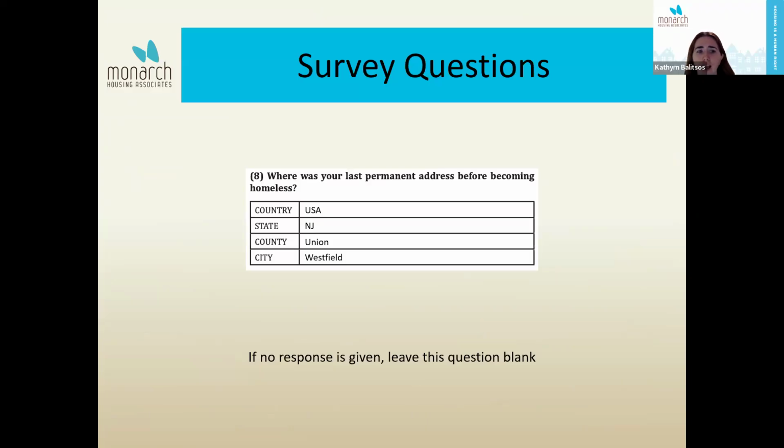Question number 8 is, where was your last permanent address before becoming homeless? Since it's not a mandatory question, if you don't get a response, you can leave it blank. It's no worries. If you can at least get the state and the town, we can figure out the county and information from there. But if you can at least get folks, where that state and town was, very helpful for us.